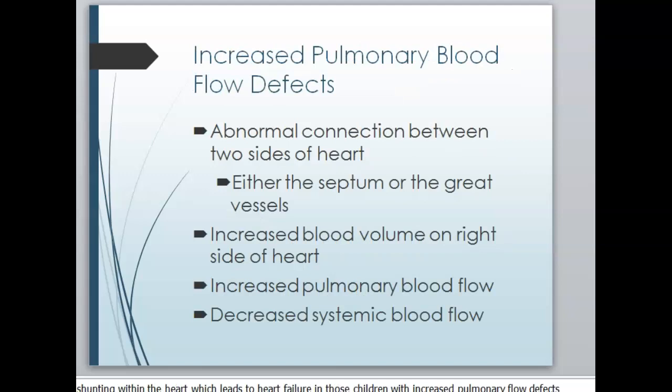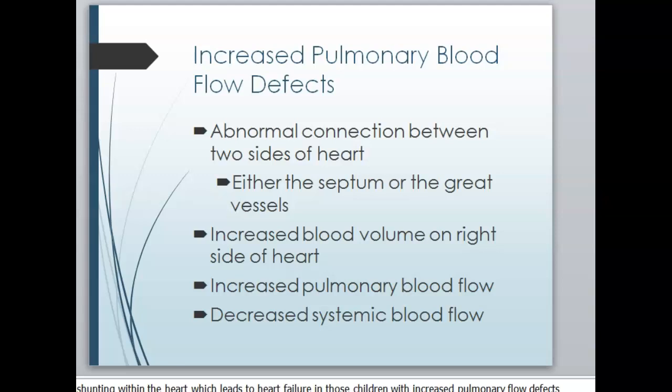With that, we're going to discuss in each category some specific diseases, problems, or defects. So, increased pulmonary blood flow defects. What we see with this is an abnormal connection between the two sides of the heart. We know just by looking at the prenatal circulation that this can occur very easily if the normal fetal connection doesn't close, correct? So what we see when the person's born is an abnormal connection between the two sides of the heart, so either the septum or the great vessels are affected. Again, the PDA could be affected as well.